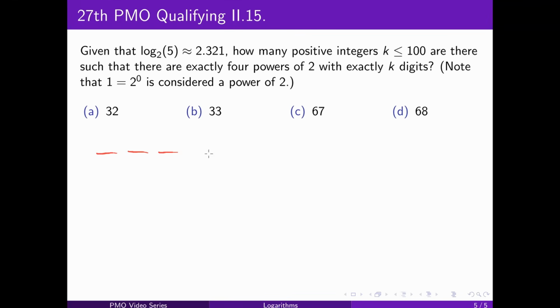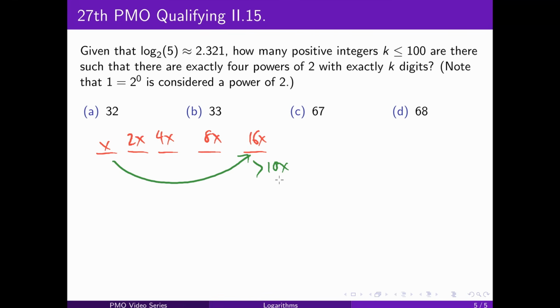Well, let's start with having 5. If you have 5 powers of 2, then this will have to be x, 2x, 4x, 8x, 16x. But note that 16x is already at least 10 times x. So from there, we already know that there's no way x and 16x would ever have the same number of digits.